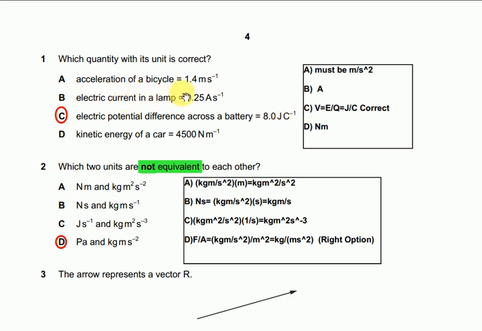Part A is wrong because it's meter per second. Acceleration is meter per second square. Electric current is amperes, not amperes per second. And kinetic energy is Newton meter. It's not Newton per meter.